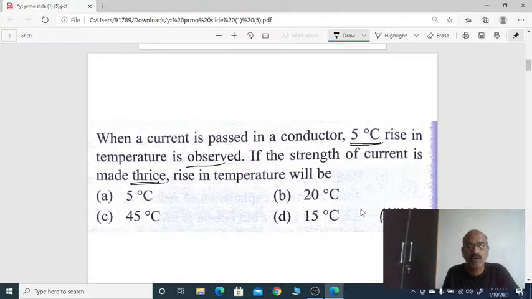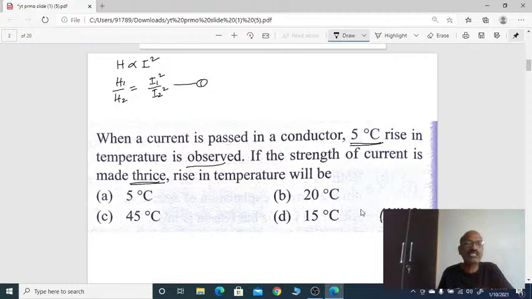Now, according to Joule's law, we know that heat H equal I squared R T. Then, for a given resistance and time, how are H and I related? From Joule's law of heating, we know H equal I squared R T. So, H is directly proportional to I squared, right? We know that. So, I can go ahead, H1 by H2 equal I1 squared by I2 squared. This is equation 1.